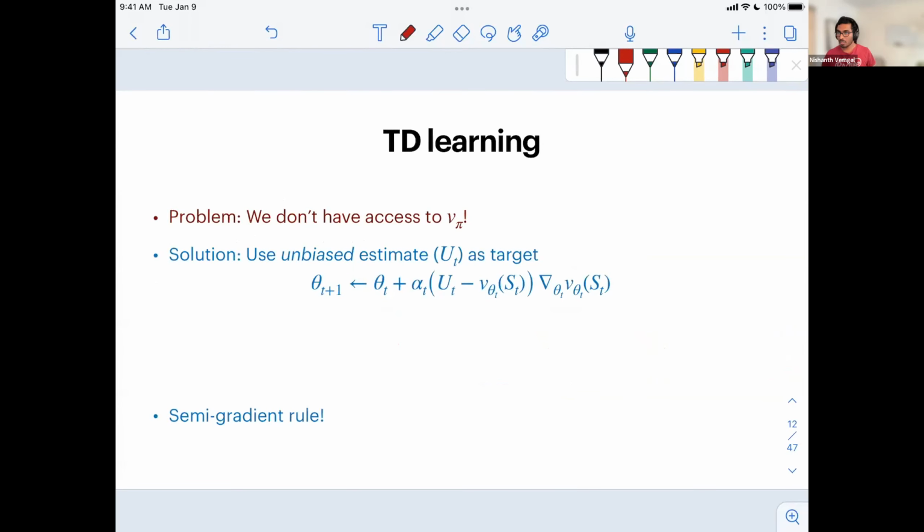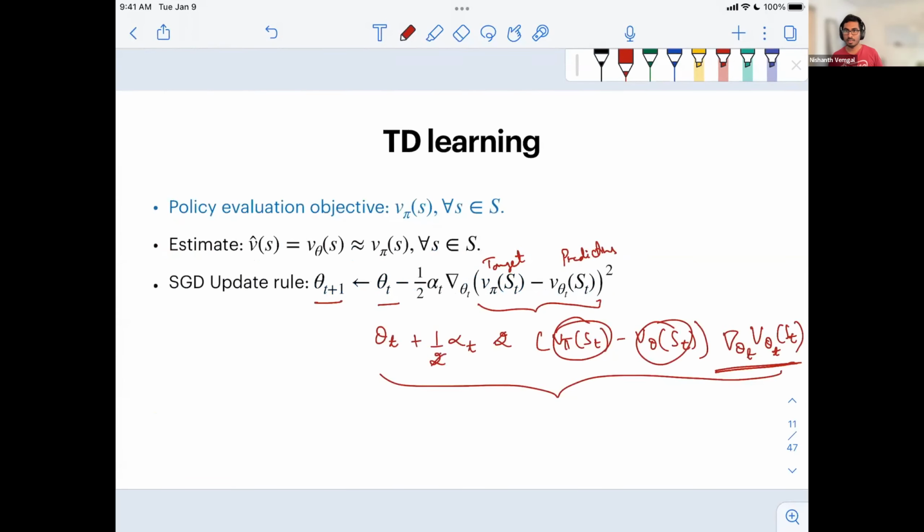There's a hand raised by Glenn. Yeah, Glenn. I just had a short question. Did you describe what v pi of s is, what that objective is a little bit more, and how is it related to rewards?